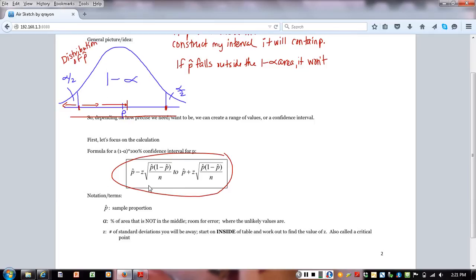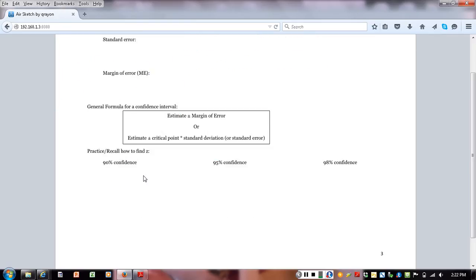Z, it's been a little while since we've seen z in this way, but z measures how many standard deviations away you are. We're going to work backwards in the table, so we'll get to practice that again in a couple of moments. And then of course n is just your sample size. So no symbols in this formula are new to us, but there are a couple of ideas going on inside this formula that are new.